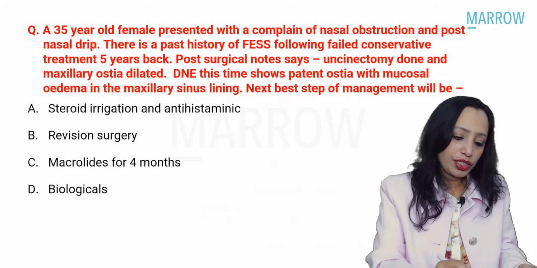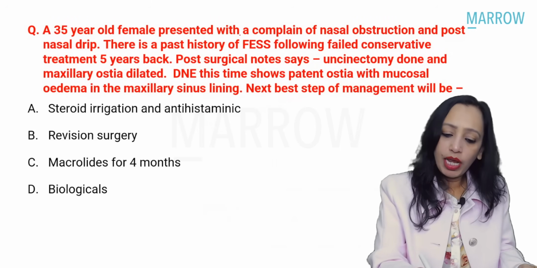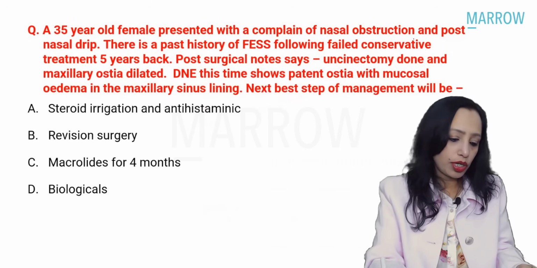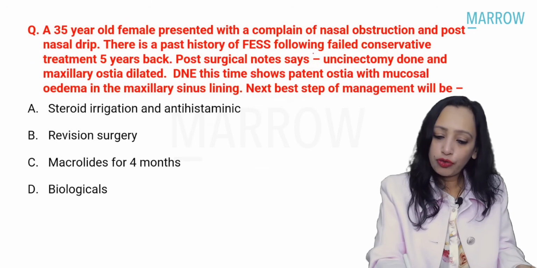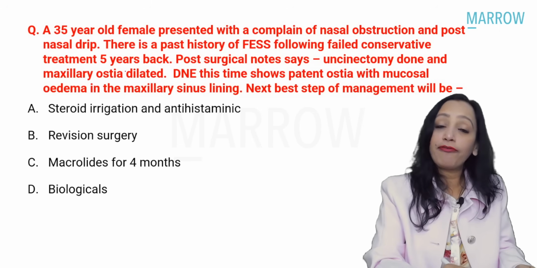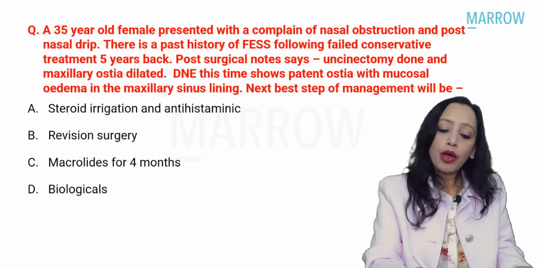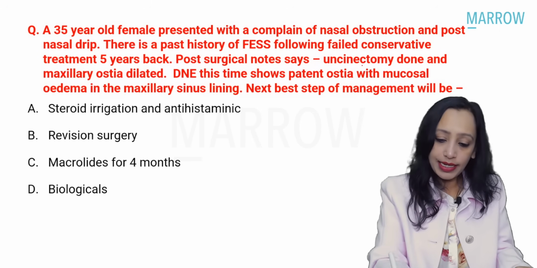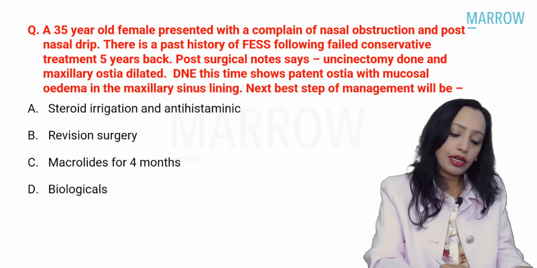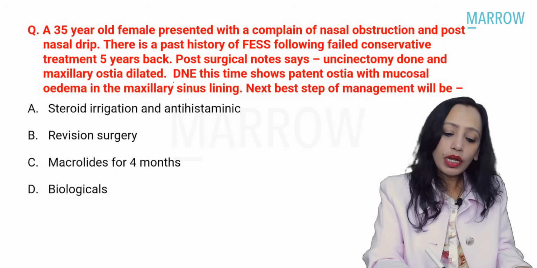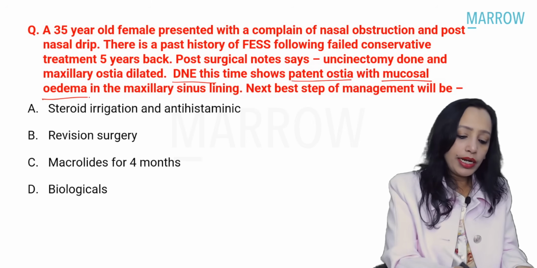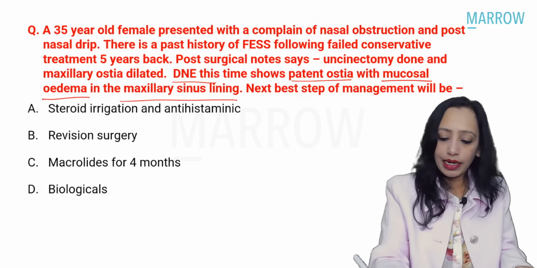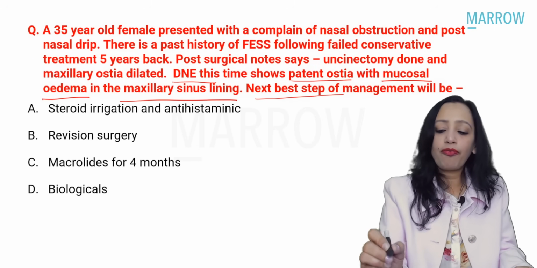So coming to the next question: a 35-year-old female presented with a complaint of nasal obstruction and postnasal drip. There is a past history of FESS following failed conservative treatment 5 years back. Post-surgical notes say uncinectomy done and maxillary ostia dilated. DNE this time shows patent ostia with mucosal edema in the maxillary sinus lining. Next best step of management?